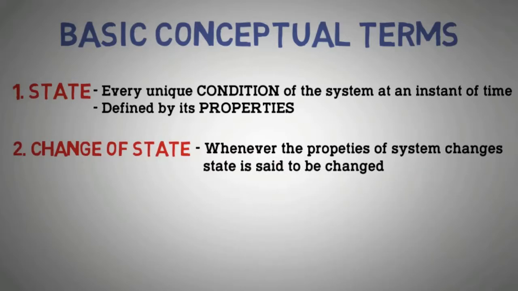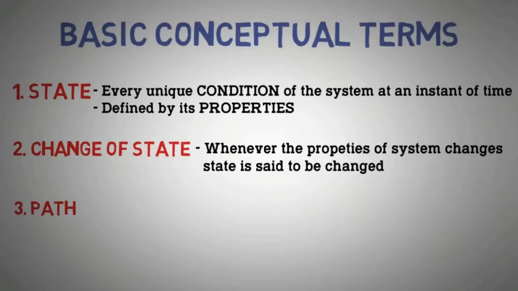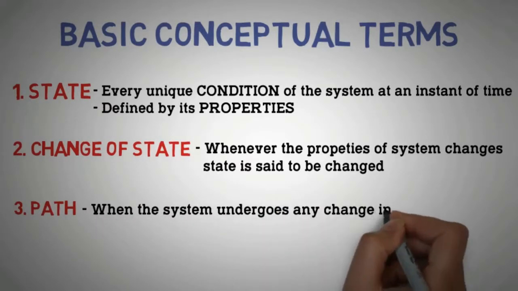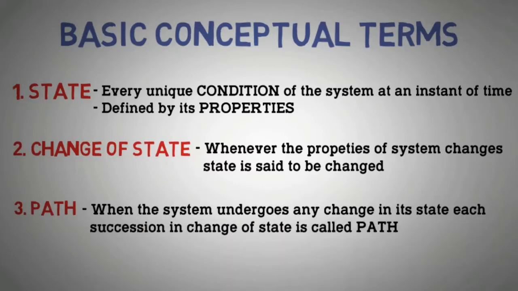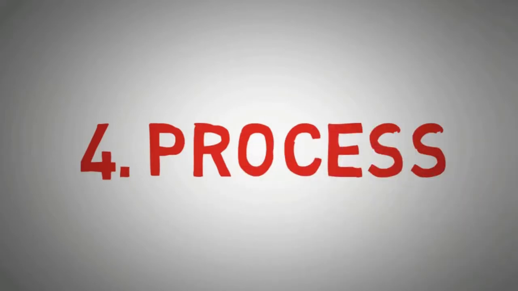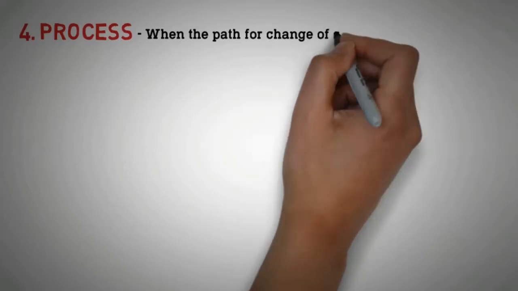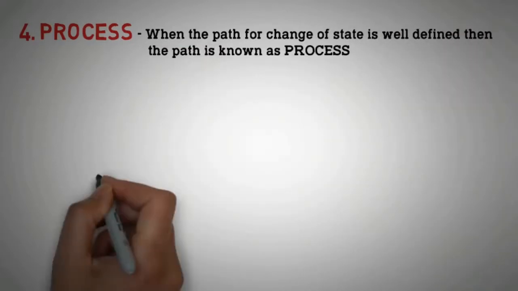Path. When the system undergoes any change of state, each succession in the change of state is known as path. Process. When the path for the change of state is well defined, then the path is known as process.